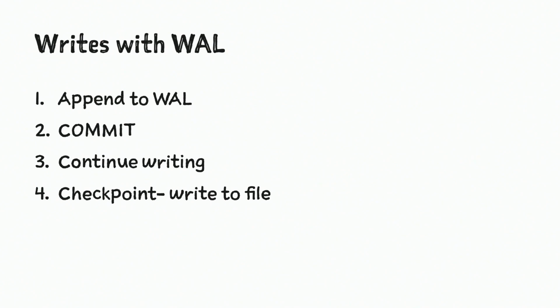So writes in WAL would look something like this. First, we take this new data and we append it to the end of our log. Then we call a special command called commit, which means that we're done with this particular write. We can do this with different writes over and over again until we reach a checkpoint. By default, SQLite does a checkpoint automatically when the WAL reaches a threshold size of 1,000 pages, but this can be customized or changed. And then only at the checkpoint, take the whole thing and write it to the database file.